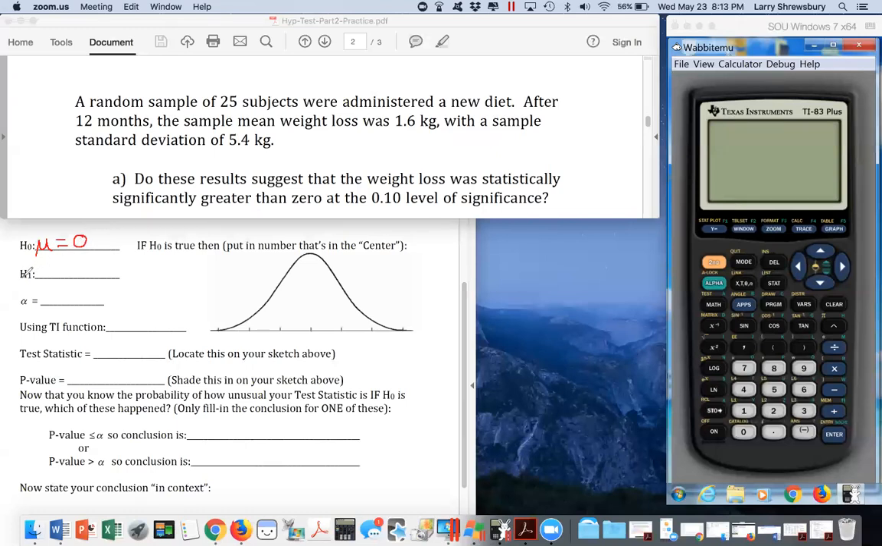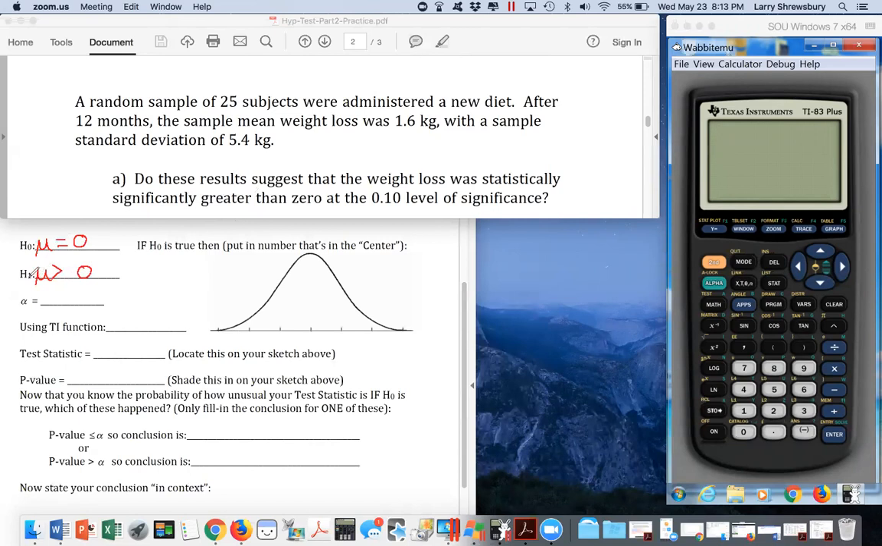Yeah, well, that's definitely no difference. So you got the 0 right from there. And then for the alternative, you copy down everything except for the equal sign. And they want to know if the weight loss is greater than 0, because you're measuring how much weight was lost. They're saying, no, the diet's working. They're losing more than 0 pounds or kilograms in this case.